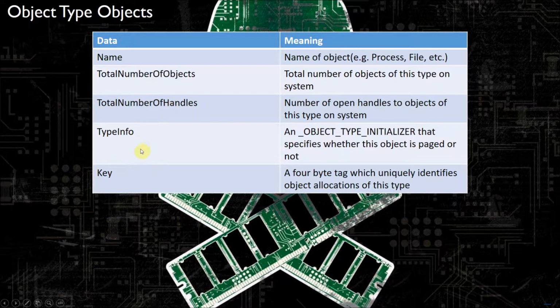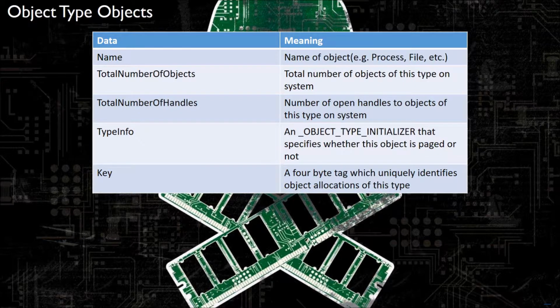Type info is also interesting to look at because it specifies whether this particular object type is paged or not. Let's consider the case where the file object type object's type info says that files are unpaged. For us forensically, that would be good because that means all the file objects in kernel memory will always be in memory. They won't be swapped to disk. So whenever we get this memory dump, we know that we have every file executive object there is to have.